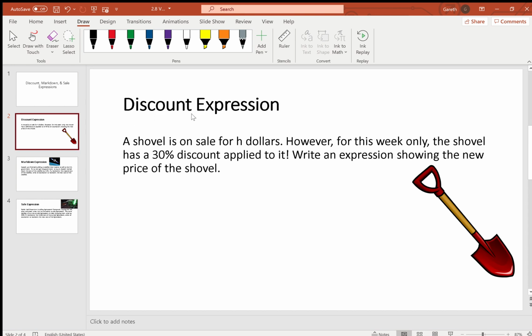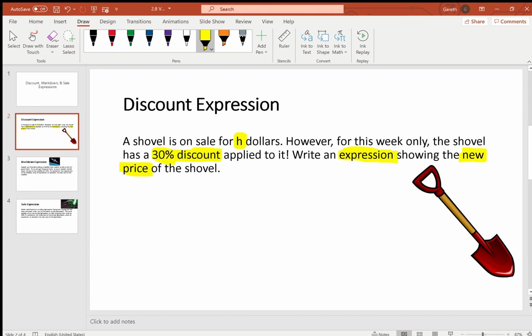To begin with, let's go with a discount expression. A shovel is on sale for H dollars. They're giving me a variable, so that's important. However, for this week only, the shovel has a 30% discount applied to it. That's awesome! I'm getting something for cheaper. Write an expression showing the new price of the shovel. So they want an expression showing the new price.